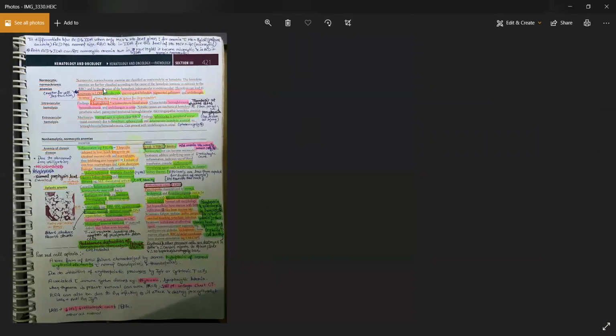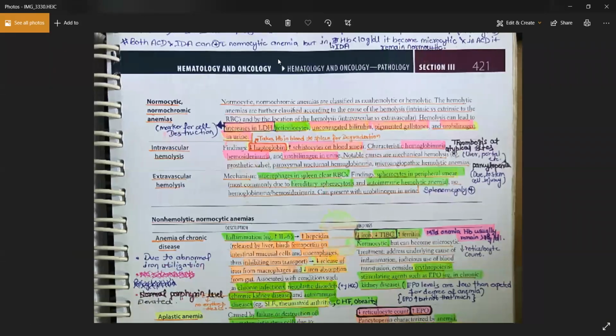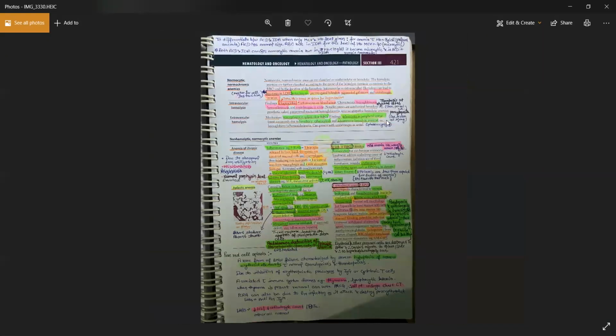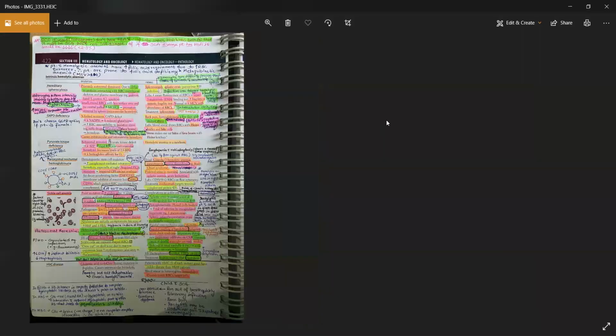So remember this point, very important to differentiate between iron deficiency anemia and anemia of chronic disease. Even at a hemoglobin level of less than 10, you will have microcytes in case of iron deficiency anemia, but in case of anemia of chronic disease, it would be normocytic type. This will help you differentiate between these two disorders.